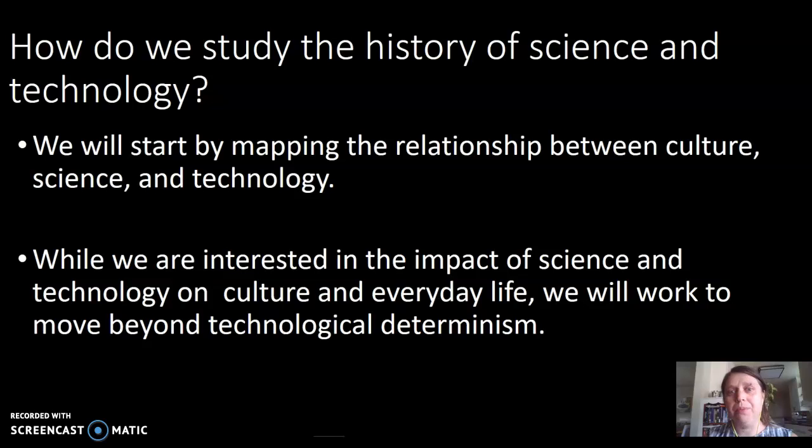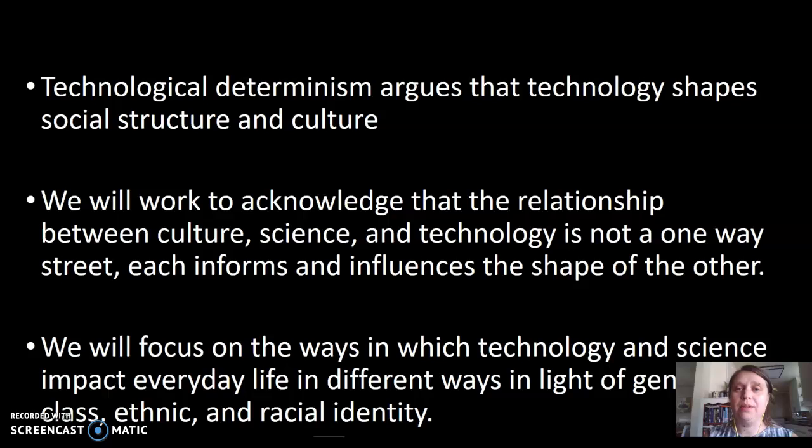We're also going to move beyond this idea of technological determinism. Technological determinism is a simple idea that argues that technology shapes social structure and culture, that it is a one-way street, that we are shaped by our technology. But we want to acknowledge the way that we shape our technology, right? Technology and science are the product of humans who are a part of culture, so that relationship is inherently much more complex. So we're going to acknowledge that this relationship between culture, science, and technology is not a one-way street, and that each informs and influences the shape of the other.